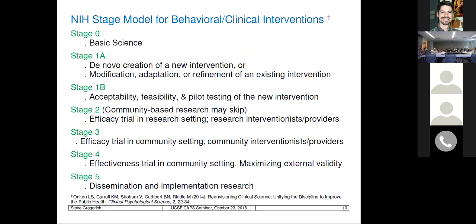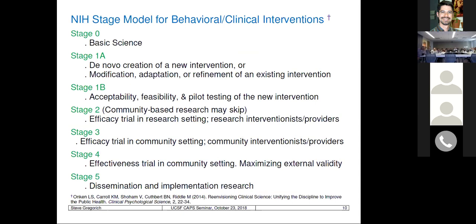So in stage 1, if your next goal is to have a research setting-based efficacy trial, then your stage 1 activities would be focused on optimizing your design for that setting. But if you instead had a stage 1 activity where the next step was to go to a community setting for your trial, then your stage 1 activities would be optimized for that. So it's possible that you would go from stage 1 to stage 2.